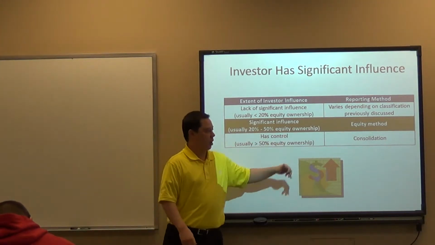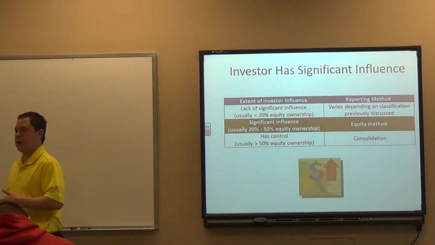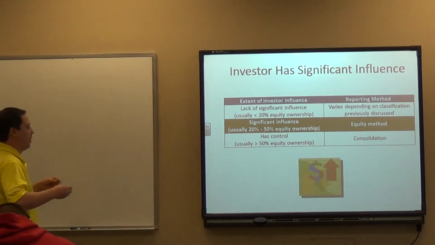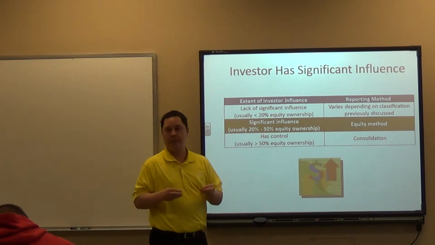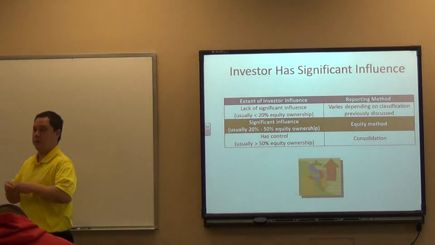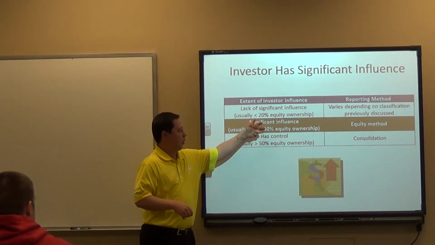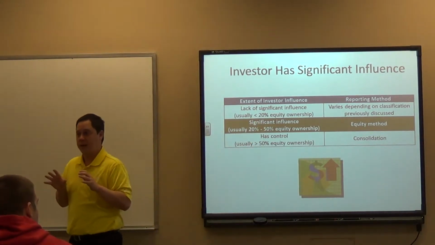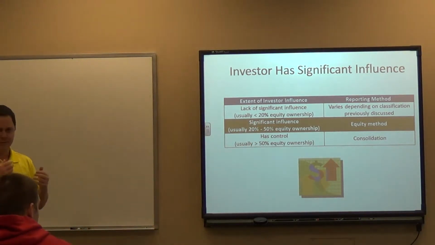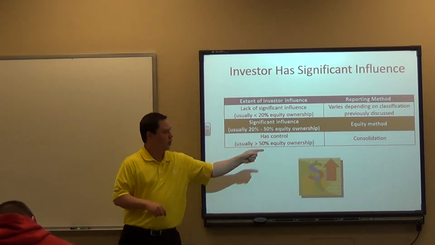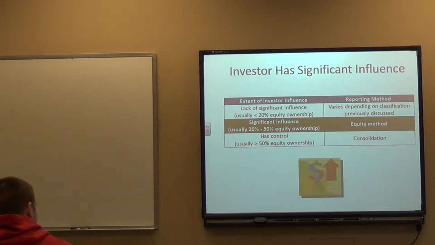And then finally, consolidation. We don't go deep into consolidation yet, but just know what it's about. Anything over 50% means you have a controlling interest. You control that company, and you're able to make the decisions that happen with that company. Whereas with significant influence, you can influence them, but you don't have absolute say on what's happening. Consolidations we talk about more in advanced financial accounting, for those of you taking that class. So questions on this?